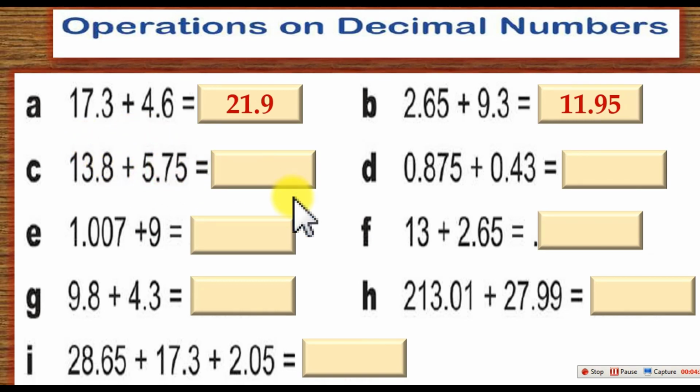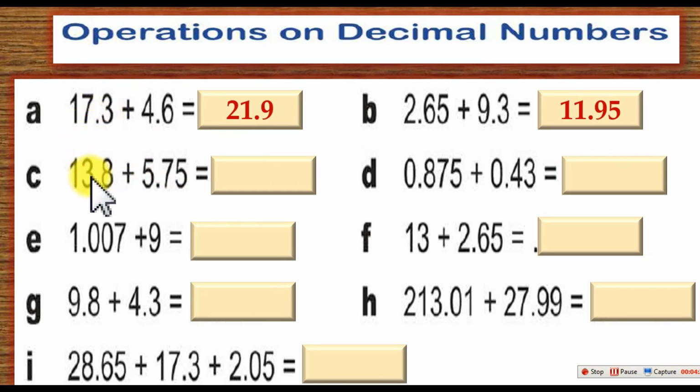8 and 7 is 15. 5 and carry 1 but don't forget to put the decimal point after 2 digits.